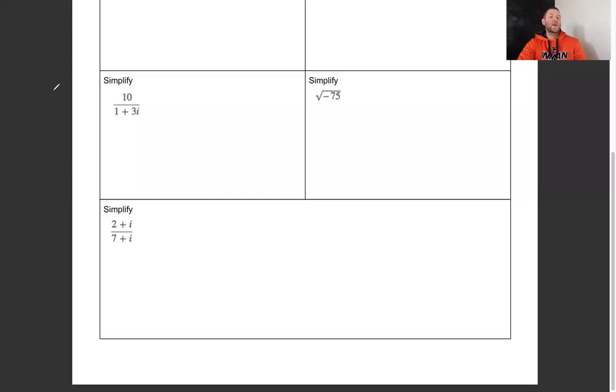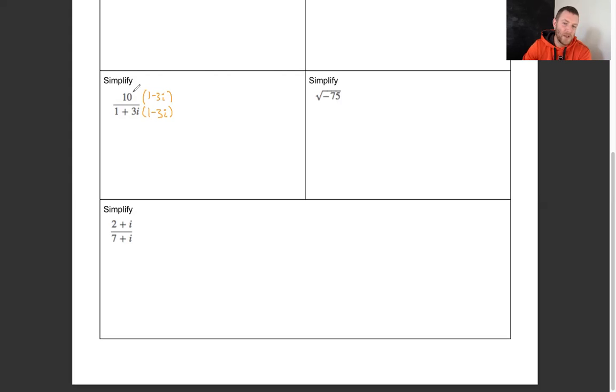So when they say simplify something that has an imaginary number in the denominator, people don't like that. You can't have an imaginary number in the denominator. So we've got to get this out of there. The way to get rid of this in the bottom is to multiply the top and bottom by the conjugate. If it's a plus, the conjugate is a minus. So 1 minus 3i. What that'll do is simplify out where you'll get rid of the i's.